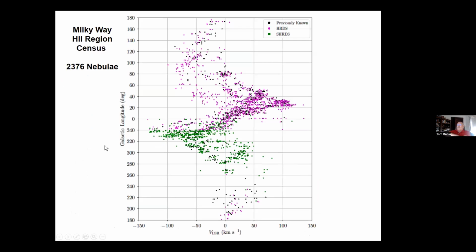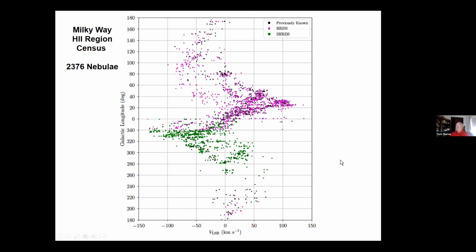So here it is. Here is the current census of galactic H2 regions after the work of many, many, many decades: 2,376 nebulae. You can see that we have more than doubled the number of known H2 regions. Previously known are black dots, you can hardly see them. HRDS, magenta triangles, and green squares for the SHRDS.